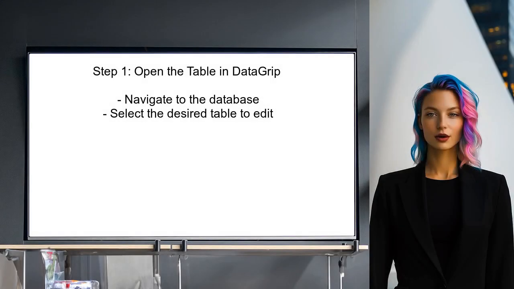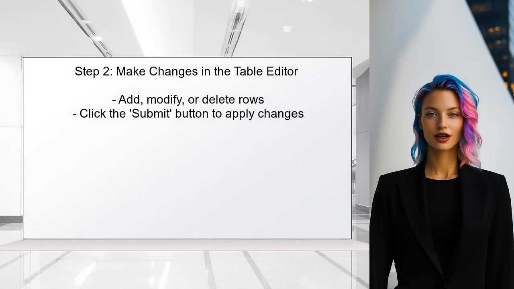To view the history of all changes made via the table editor in DataGrip, the user should first open the table they want to edit. This can be done by navigating to the database and selecting the desired table. Next, the user should make the necessary changes in the table editor. This includes adding, modifying, or deleting rows as needed. Once the changes are made, the user can click the Submit button to apply these changes.